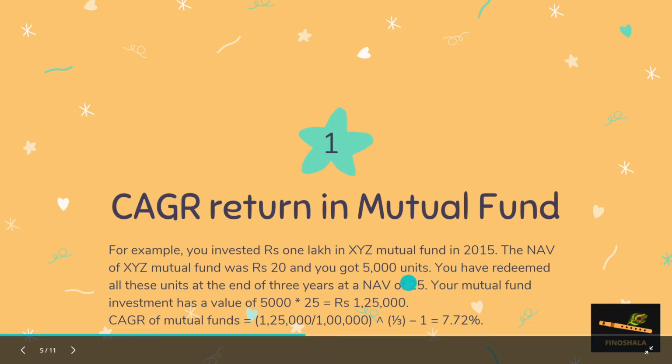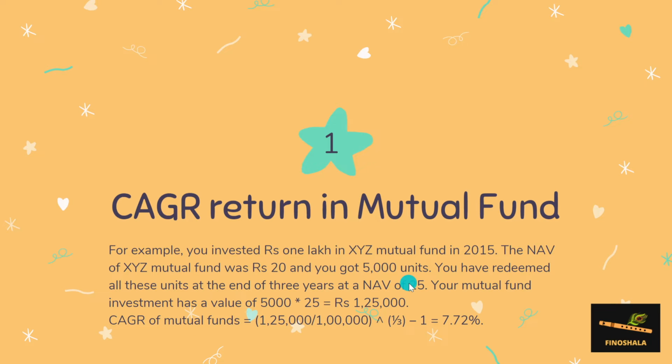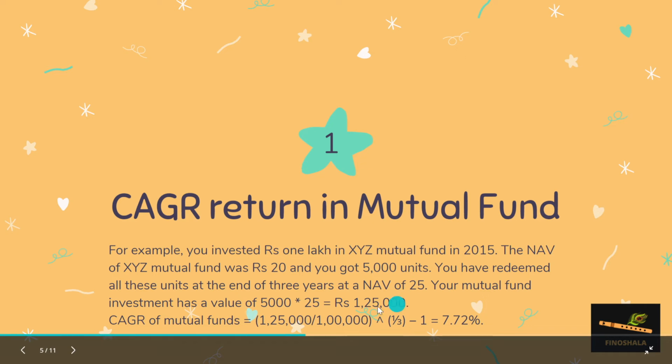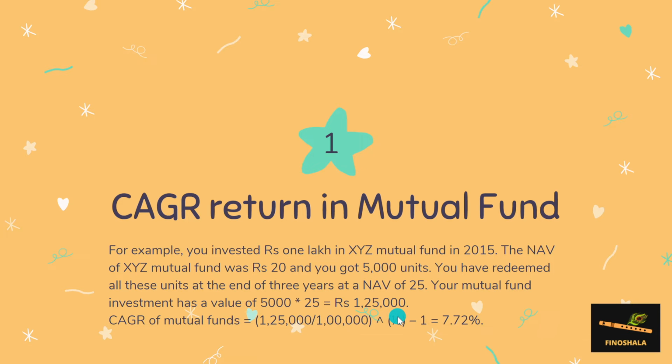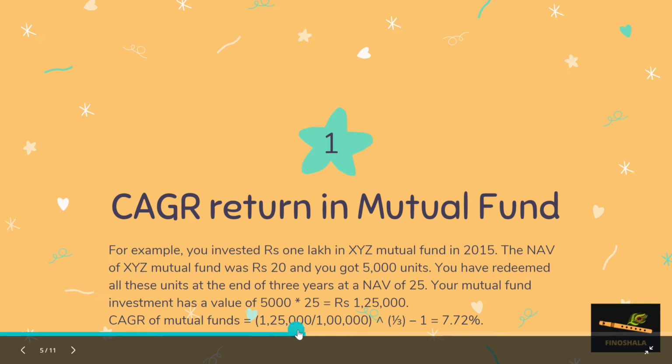Now, when you tried redeeming all these units after 3 years, that is in 2018, the NAV was 25 rupees per unit. So now the mutual fund value, or the investment value, became 1,25,000. Here, the CAGR of the mutual fund will be the end value, that is 1,25,000 divided by 1 lakh, raised to one third, that is 1 divided by the number of years, that is 3. Whatever output comes would be subtracted by 1 and we'll get the CAGR, which is 7.72% annualized growth rate.